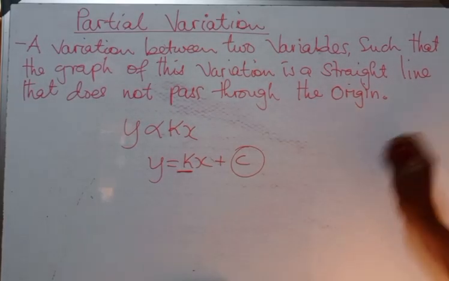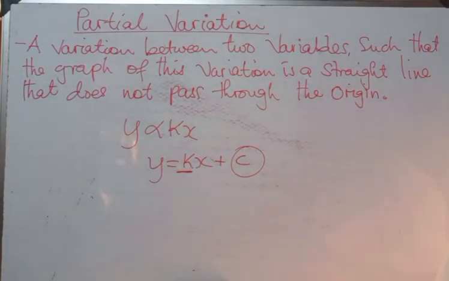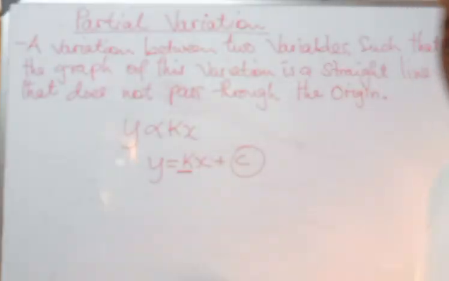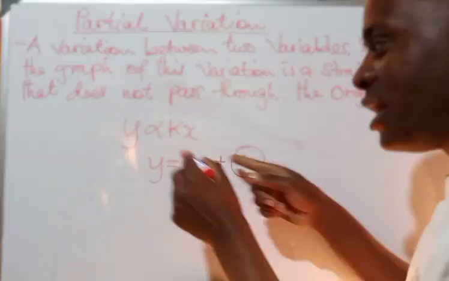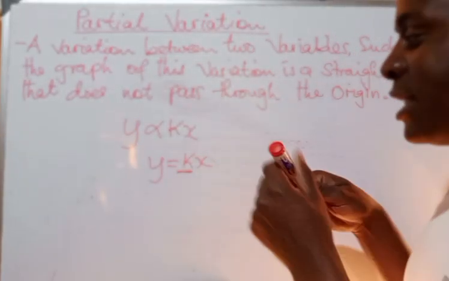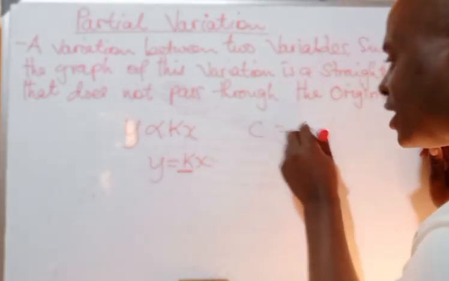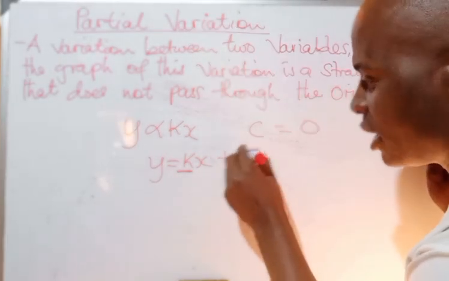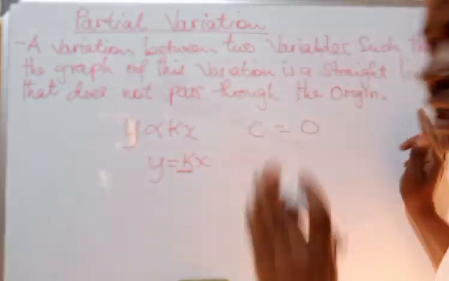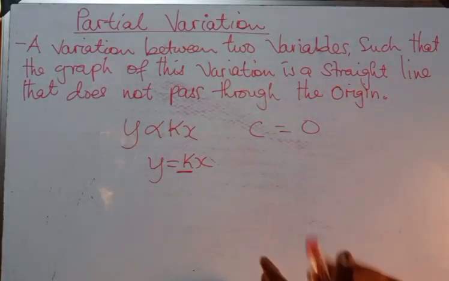In other words, partial variation is the same as direct variation, but this one does not pass through the origin. The reason why direct variation passes through the origin is that the value of c is equal to 0. So instead of putting c, I'll put a 0, which is the same as not writing it. So that is the reason.